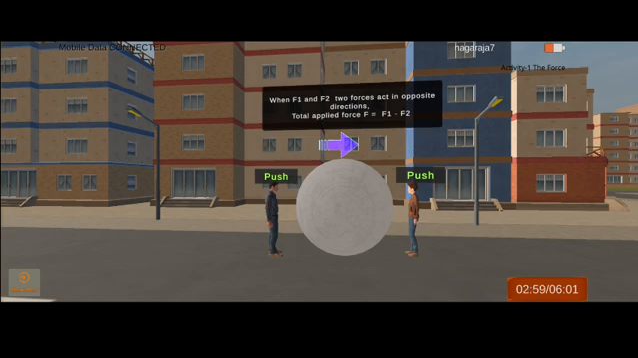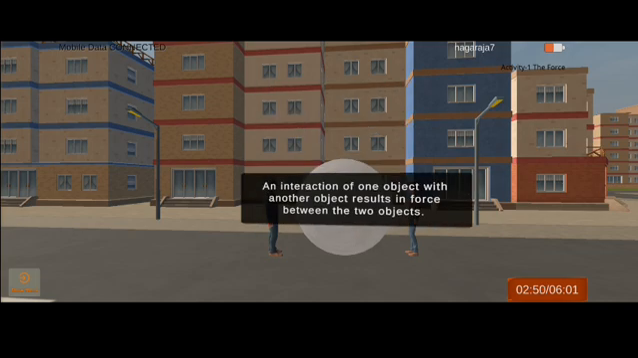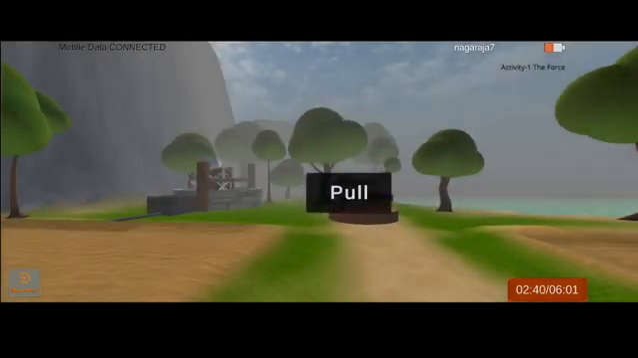From these examples, we can infer that at least two objects must interact for a force to come into play. Thus, an interaction of one object with another object results in a force between the two objects. We've talked about push. Now, let's discuss pull.